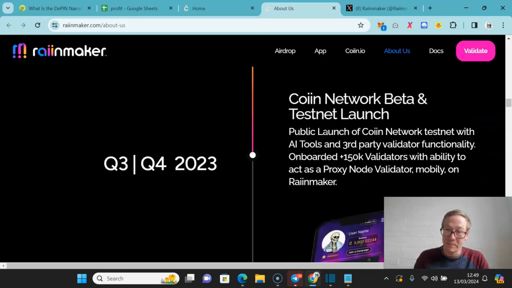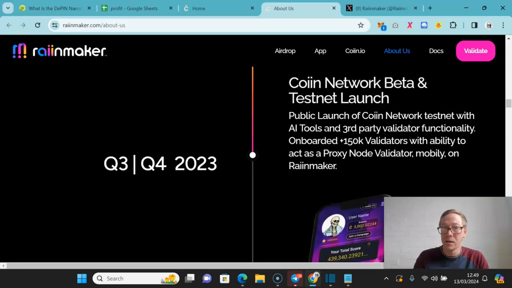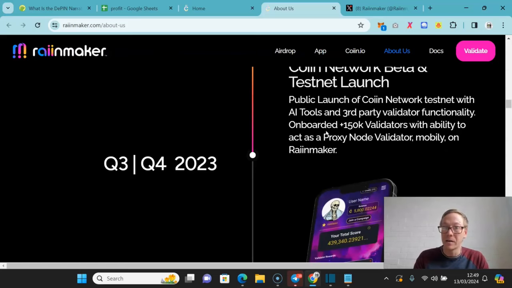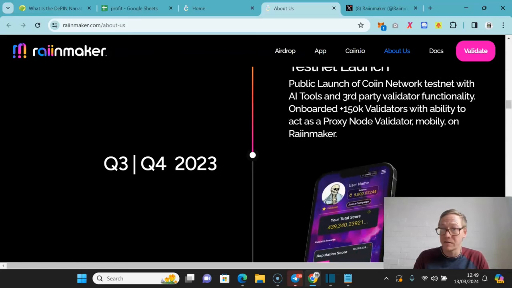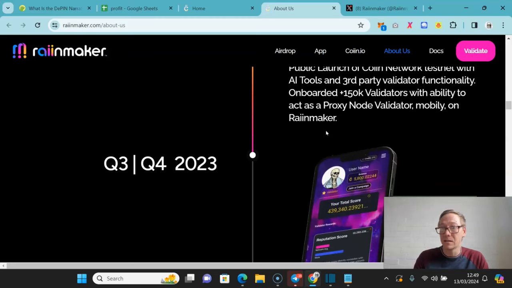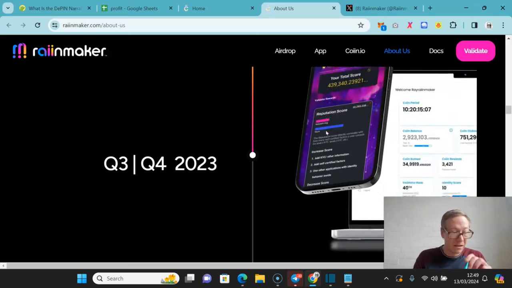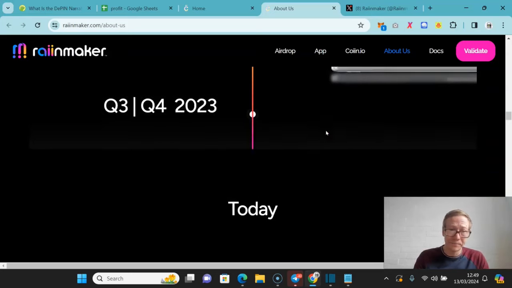Then they launched their beta and testnet launch in Q3 and Q4. So this was the public launch of the Coin Network testnet with AI and third-party validators. As I said, 150,000 validators with the ability to act as a proxy node validator on Rainmaker, and you can obviously use them for staking.